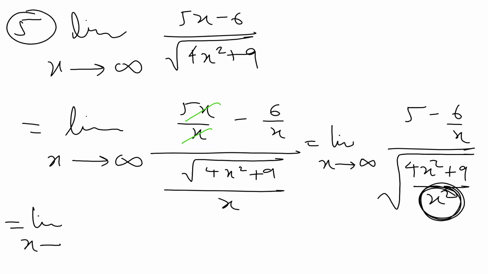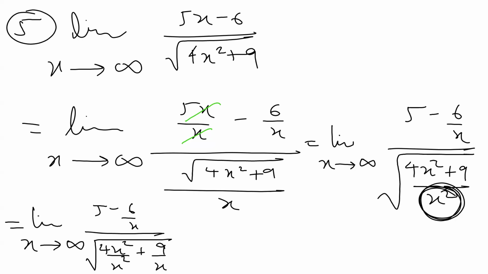Okay, now this x square, I'll just split it in the root. So limit x approaches infinity, 5 minus 6 upon x, root of 4x square upon x square plus 9 upon x square. Split because there is a plus sign. Now again this x square will get cancelled and we are left with this.